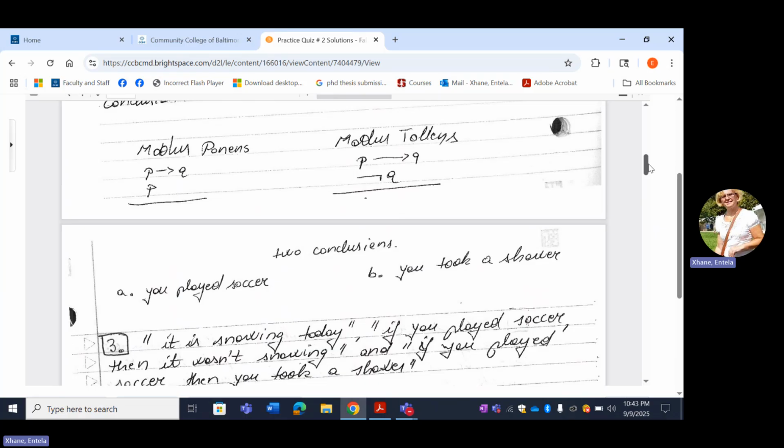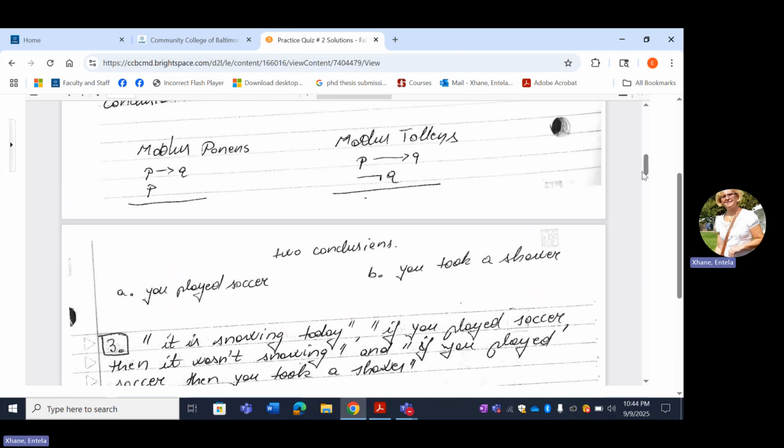So: it is snowing today. If you played soccer, then it was not snowing. And if you played soccer, then you took a shower. So obviously, you see that there are more than two single statements or propositions in this case that will be defined. So construct an argument using rules of inference to determine what you can conclude, if anything, about whether or not you played soccer. So we make that conclusion, and then the outcome of combining two premises together will be used as a brand new premise to conclude for part B.